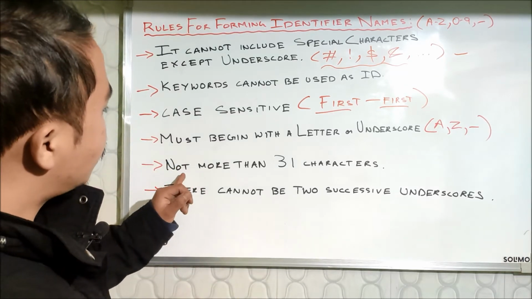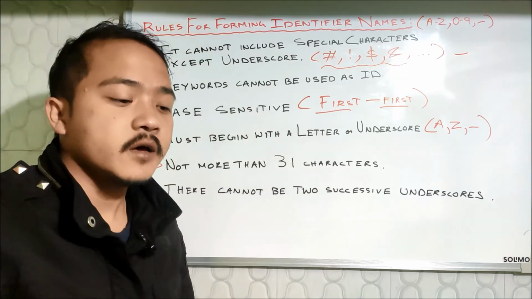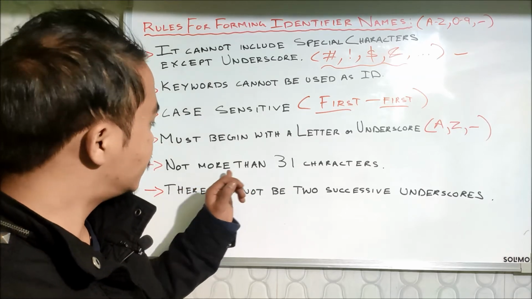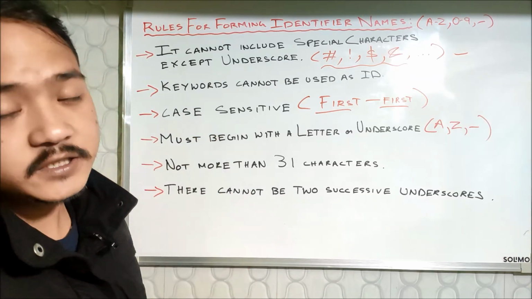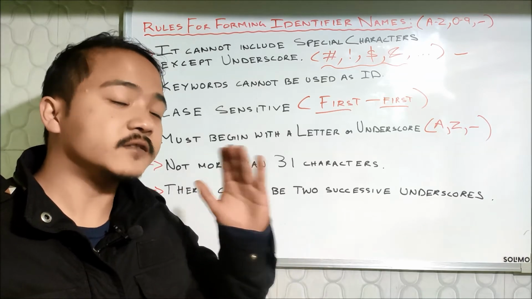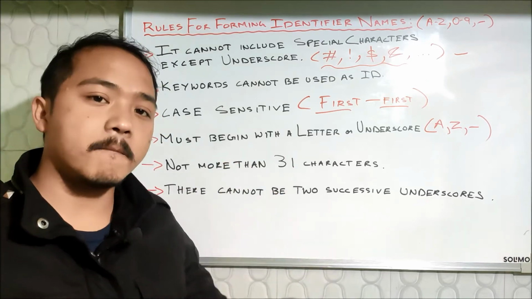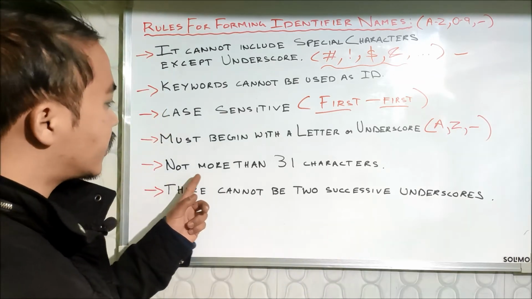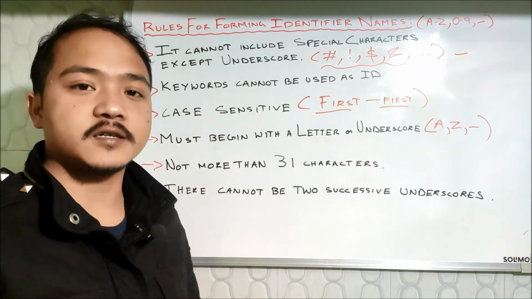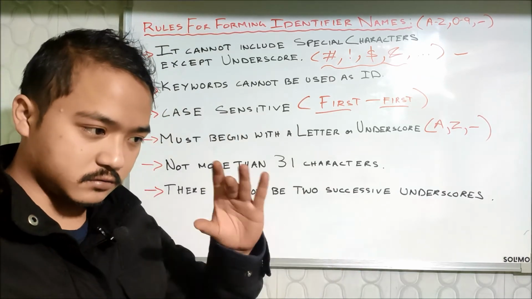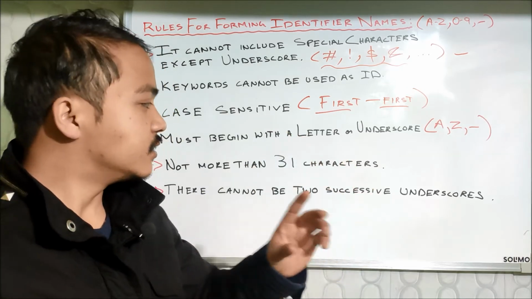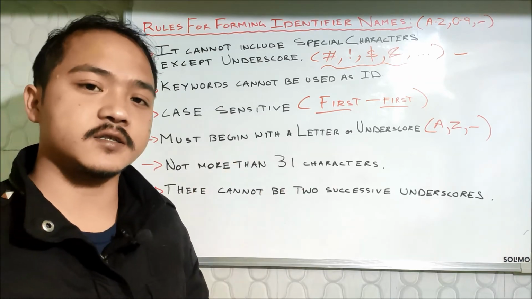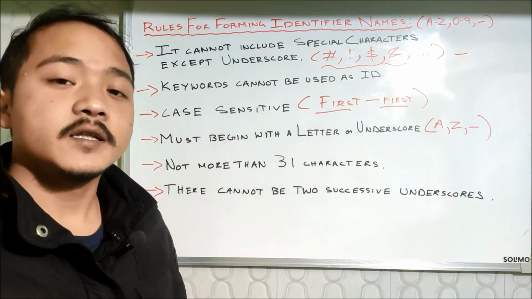The next one is not more than 31 characters. In C language, the length of an identifier has no limit. But while compiling the program, the compiler will only recognize the first 31 characters. It will not give you an error. Let's say the length is 60 characters, the compiler will understand only the first 31 characters. It will take into account only the first 31 characters.